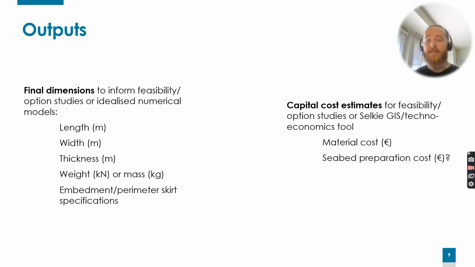In the demo version, the user can estimate the capital costs based on the volume of material and the unit cost, but we might also want to include other costs like seabed preparation for the sake of comparison. So these cost estimates will be useful in feasibility or option studies, and they can be fed into the Selkie GIS techno-economics tool as well.